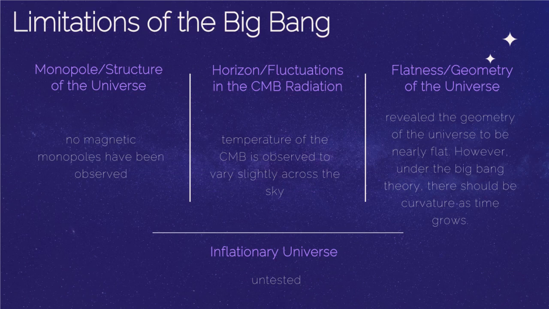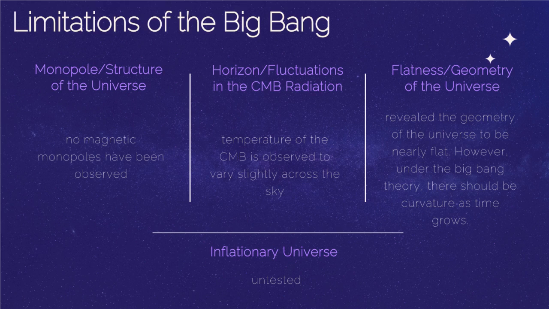Big Bang limitations. The following are the limitations of the Big Bang theory. Monopole structure in the universe. The Big Bang theory predicts the production of heavy stable magnetic monopoles in the early universe. However, no magnetic monopoles have been observed. It also makes no attempt to explain how structures like stars and galaxies came to exist in the universe.